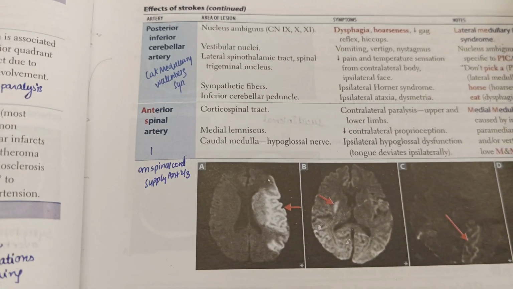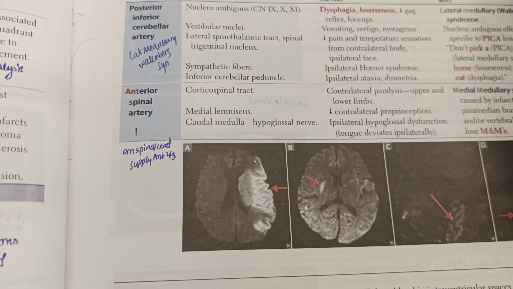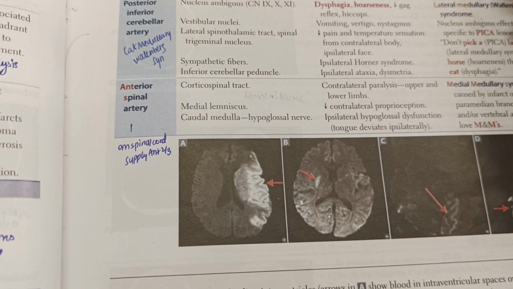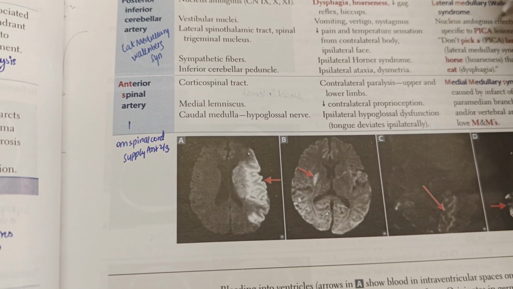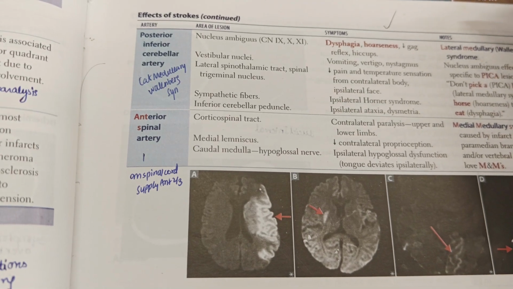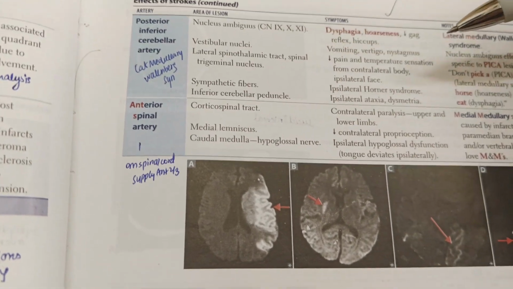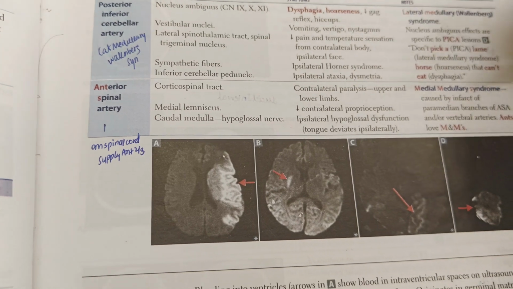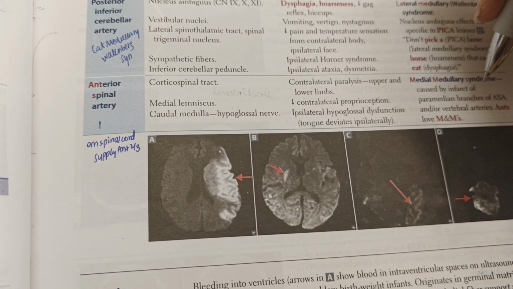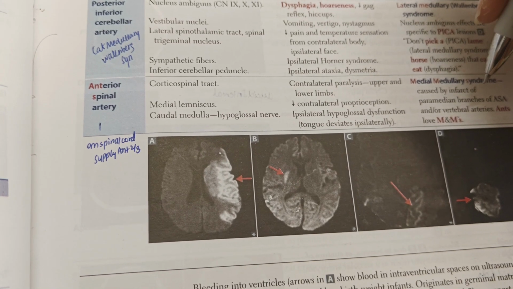And when you get PICA, you have lateral medullary or Wallenberg syndrome, where the nucleus ambiguus is affected. They get dysphagia and hoarseness as the main symptoms when PICA is gone. I mean, when there's a stroke in PICA. And when there's a stroke in ASA, they get medial medullary syndrome because paramedian branches of ASA get infarcted.